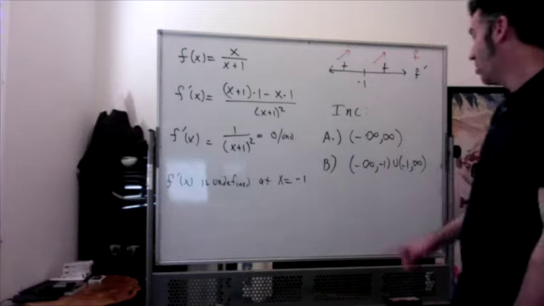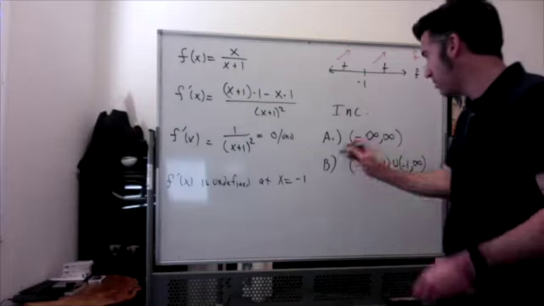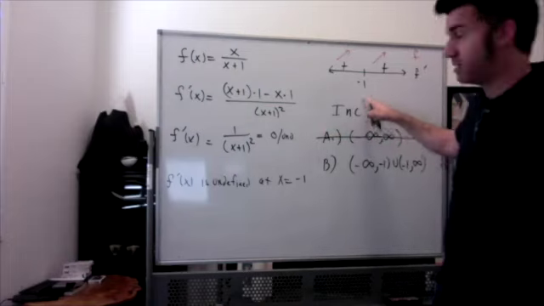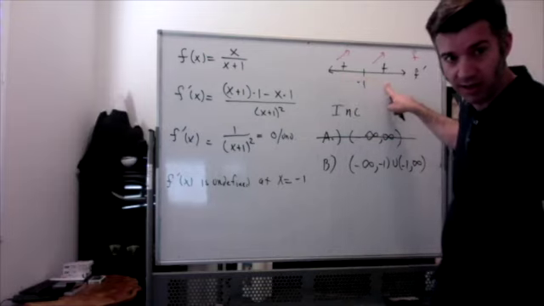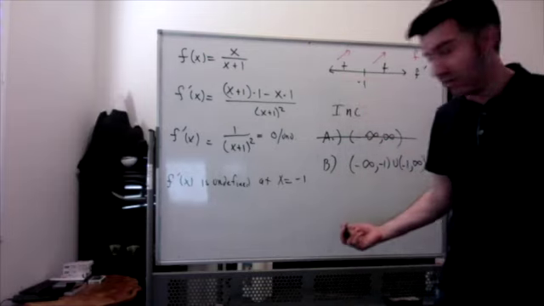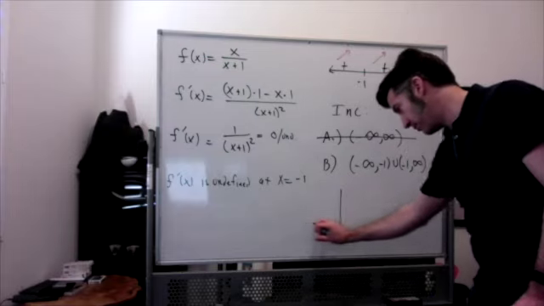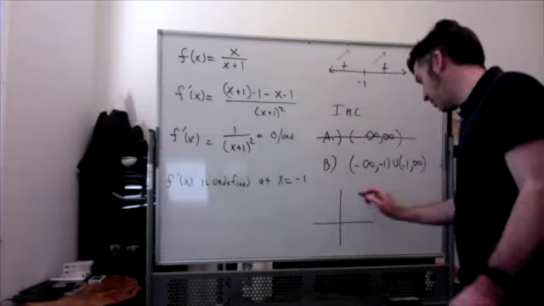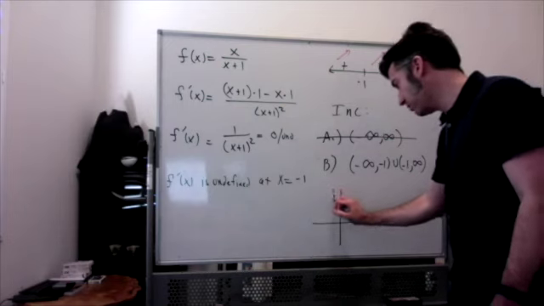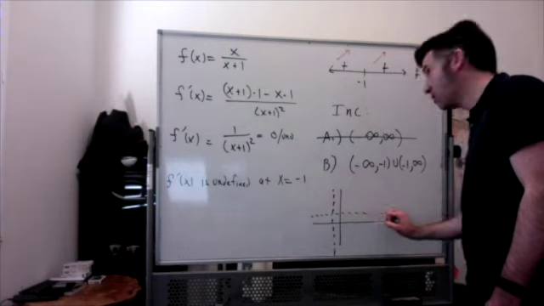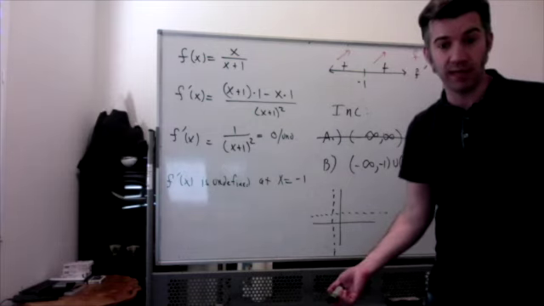B, right? We can't say it's everything because the function's not defined at -1, right? It's increasing on the left, it's increasing on the right, but at -1 it's totally undefined. And to further emphasize that point, here's what the function actually looks like. Vertical asymptote at -1, horizontal asymptote at +1. We would have a y-intercept at 0.